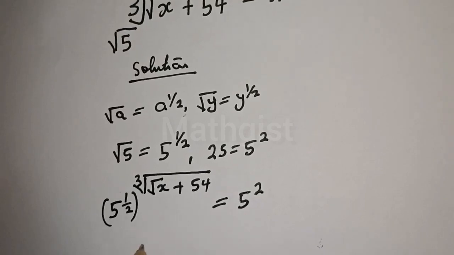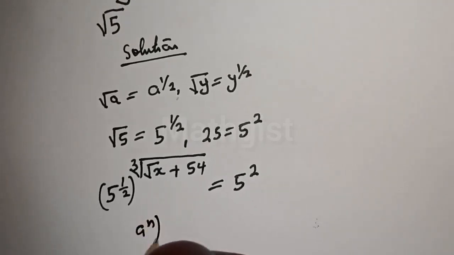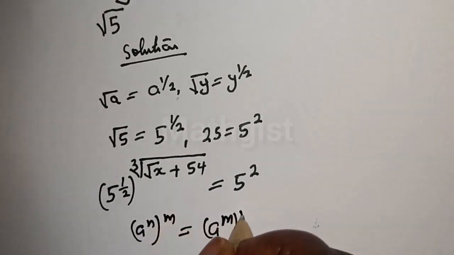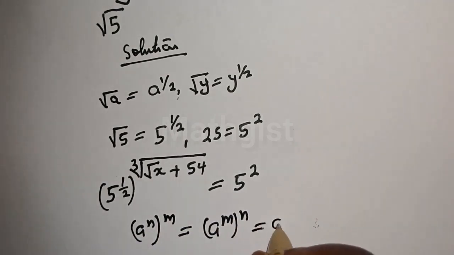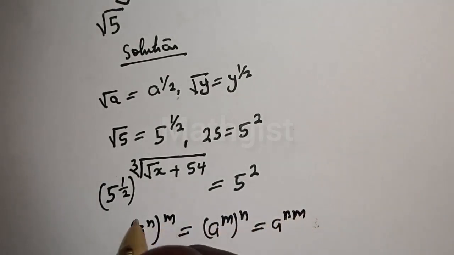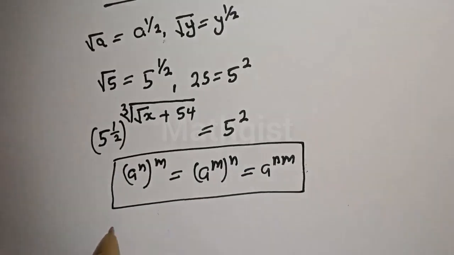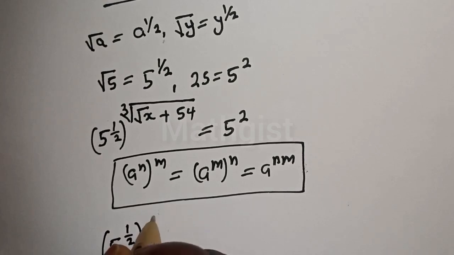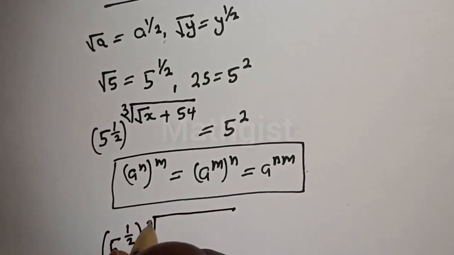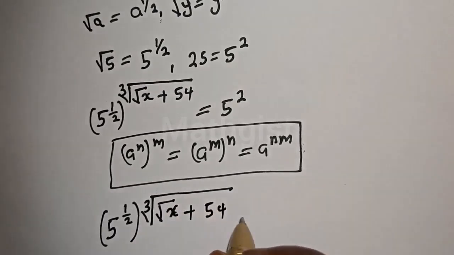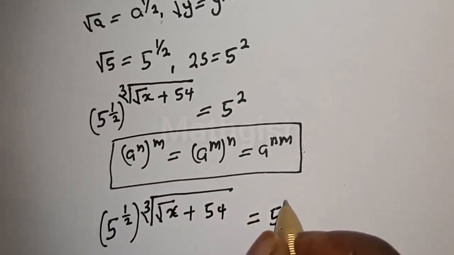Now note, if you have a raised to power n to the power of m, this is equal to a raised to power m to the power of n. This is equal to a raised to power nm. Then the whole of this is 5 raised to power 1 over 2 cube root of square root of s plus 54 is equal to 5 squared.